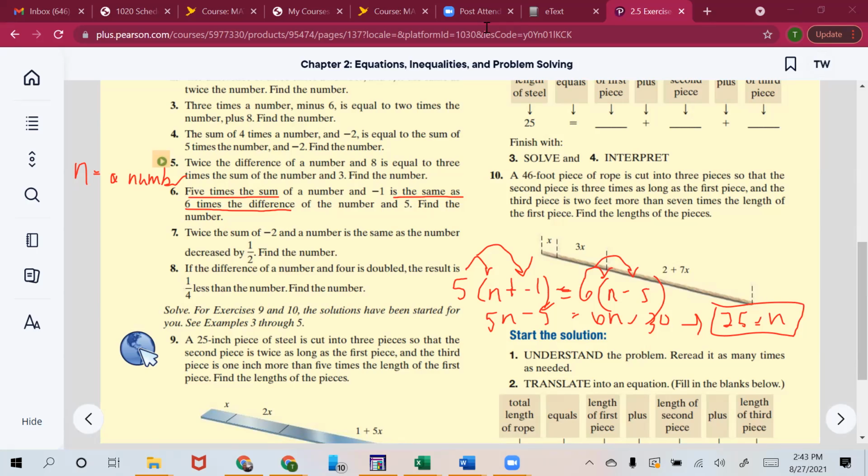So that's my number. And 25, I mean, that sounds good, because if you do 25 minus 1, you get 24. And then if we do 25 minus 5, we get 20, times 6. Yeah, I like it. I like it. All right, good. So let me clear this out.